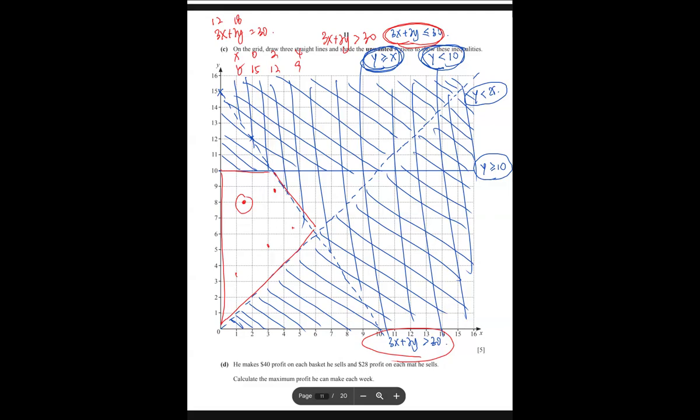Right? Okay, next question. He makes a profit of $40 on each basket he sells and $28 for each mat he sells. Calculate the maximum profit he can make each week. Let me see how to do it.